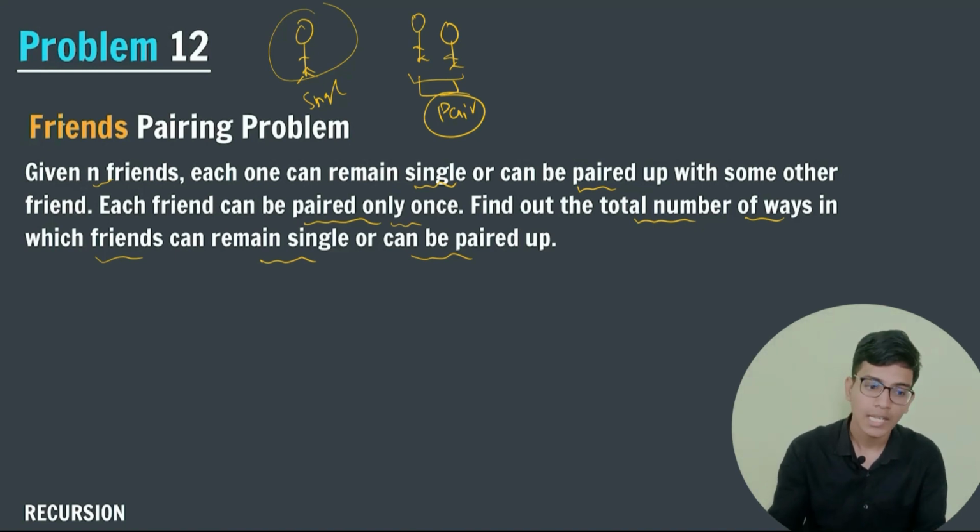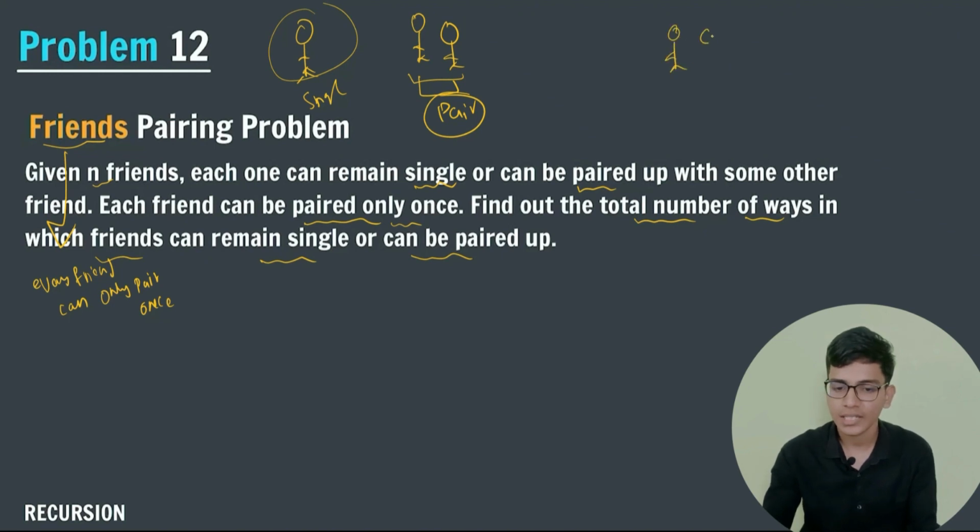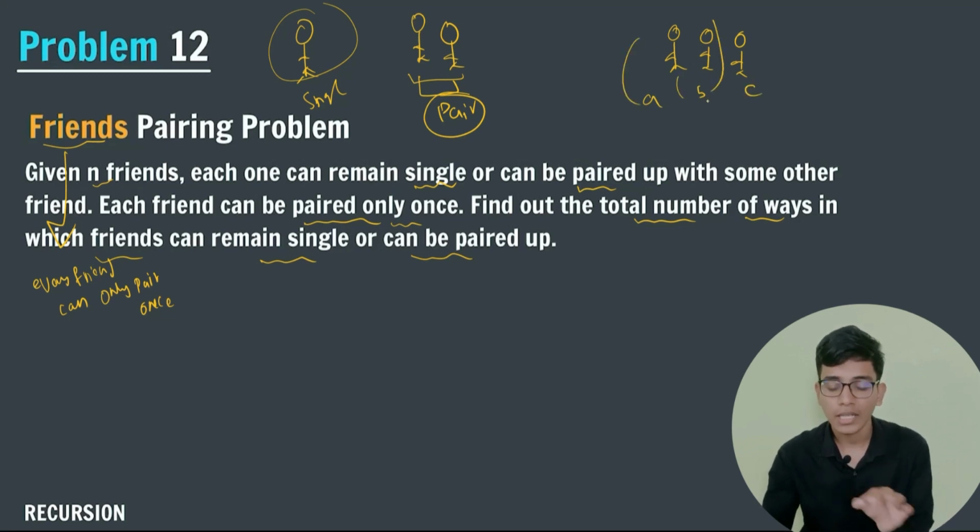So here is the condition. In this, every friend can only pair once. So let us consider that there are three persons, A, B, C. Suppose A and B are paired with one another, then B can't be paired with C, or A can't be paired with C, because these two guys A and B are a pair, so they can't pair with anybody else because they already got paired, right? So this is the basic requirement or the basic condition of this question.